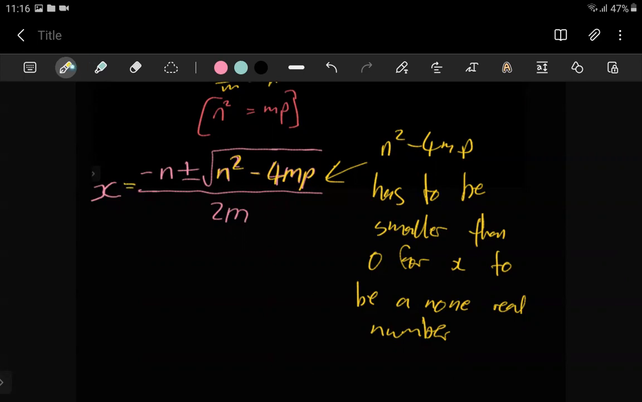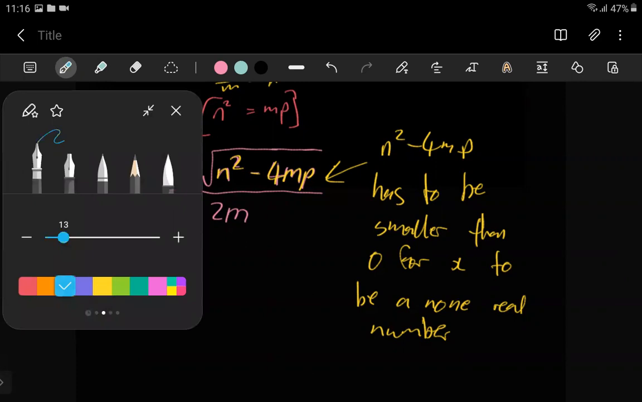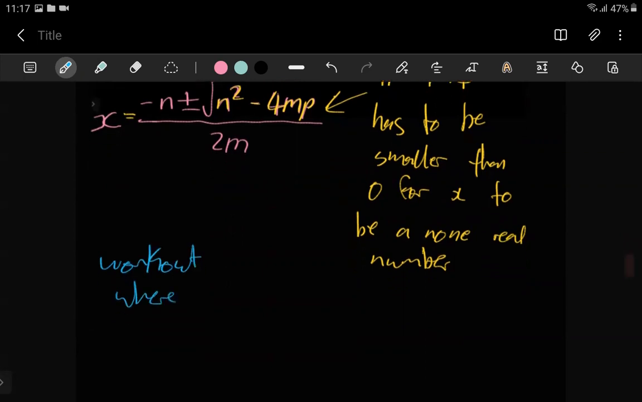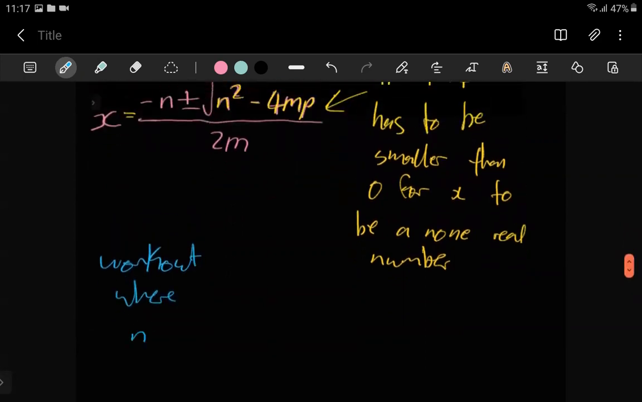So that's what we just have to do for these 4 marks here. We have to work out where n squared minus 4mp is smaller than 0.